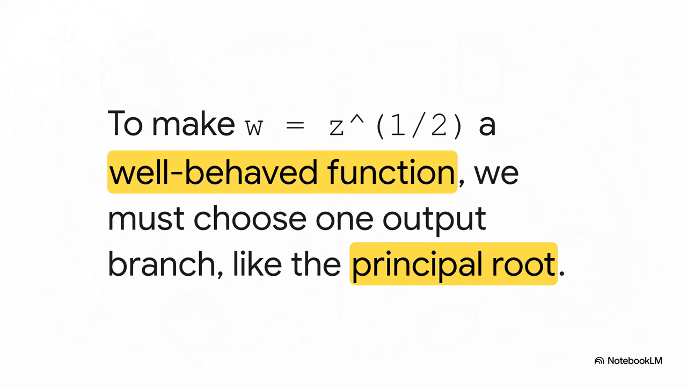Now, to actually use this for our transformations, we need a predictable function. One input, one output. So we have to make a choice. We define what's called a branch of the function, like the principal root, where we basically agree to always pick just one of the possible outputs. This is how we tame that multi-valued nature so we can actually use it for mapping.